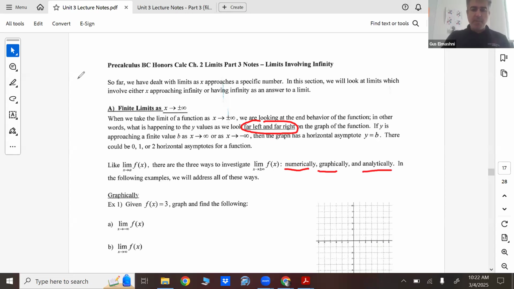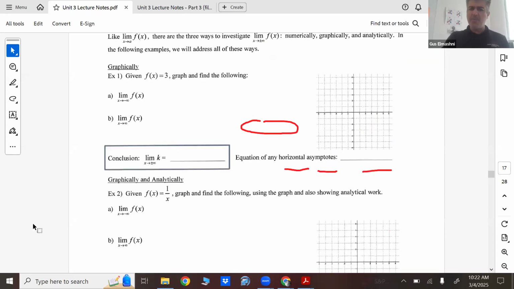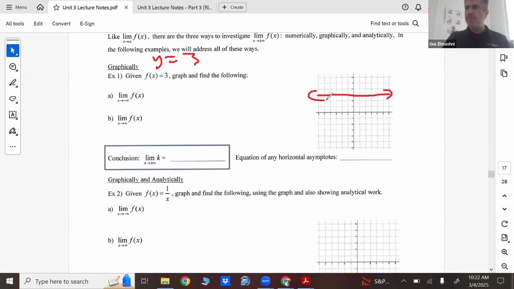So let's start with example one. This one's pretty obvious. It should be pretty easy to understand. That's y equals 3, right? So it's pretty clear. You have a flat line. So what will be the limit as x approaches negative infinity? 3. How about positive infinity? 3. There you go. So if you ever have the limit of a constant, it's just going to be the value of the constant itself.